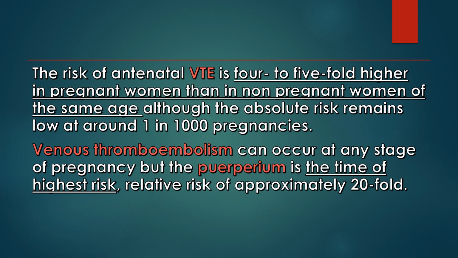The risk of antenatal VTE or venous thromboembolism is 4 to 5-fold higher in pregnant women than in non-pregnant women of the same age, although the absolute risk remains low at around 1 in 1,000 pregnancies. Venous thromboembolism can occur at any stage of pregnancy, but the puerperium is the time of highest risk, with estimates of relative risk of approximately 20-fold.